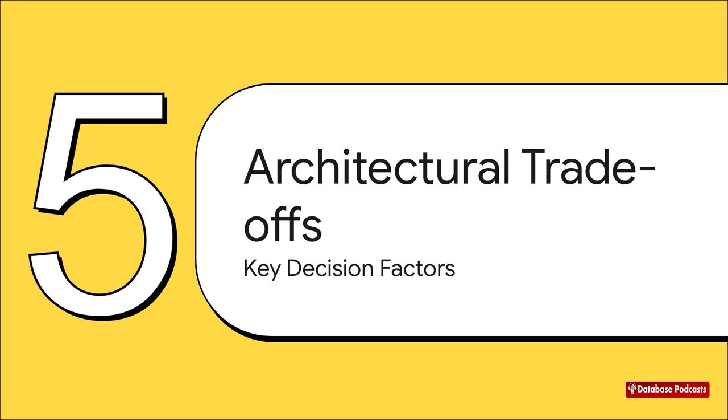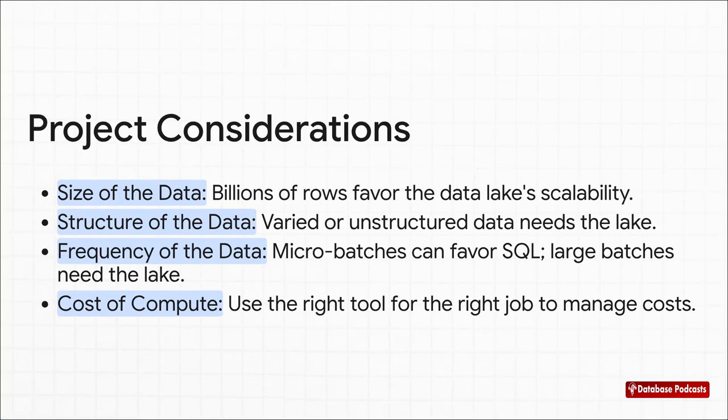All right, we have covered a lot of ground. So let's zoom out and bring it all together by looking at the key things you need to think about when you're designing your own data pipelines. This is your takeaway checklist. For any project, just ask these four questions. First, how big is the data? If you're talking billions of rows, you're going to want the scalability of a data lake.